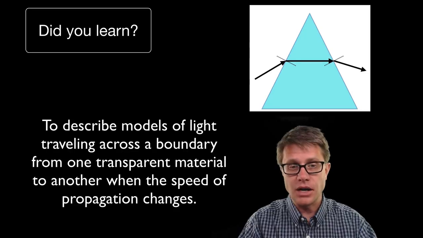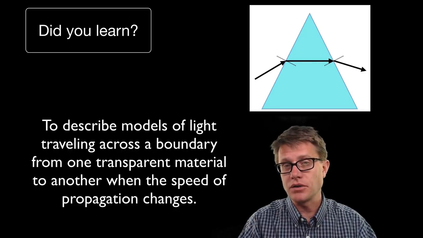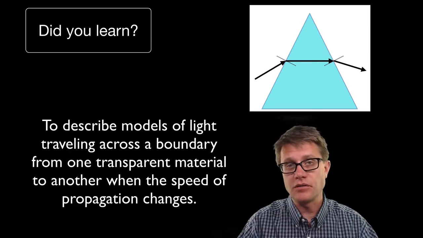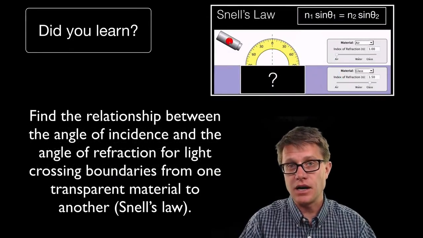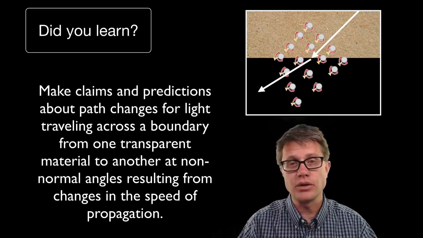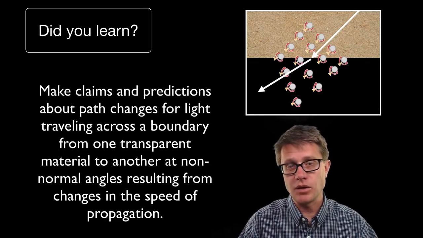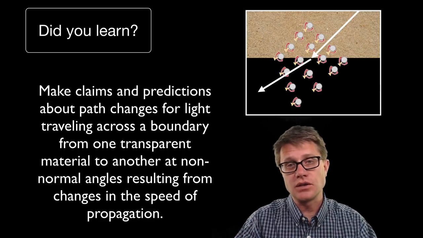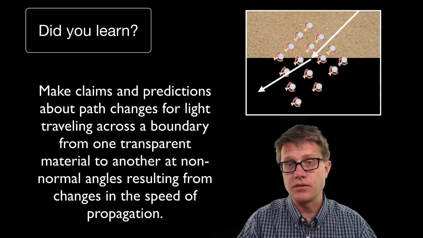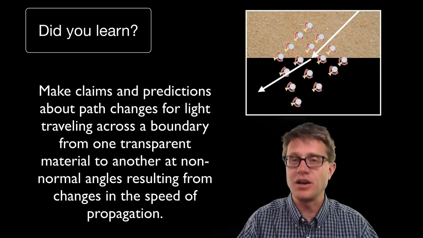And so, could you describe models of light traveling from one boundary into another when the speed of propagation changes? Could you find the relationship using Snell's law? And then finally, could you make predictions? The go-to analogy is that marching band analogy. Remember, they're going to keep the distance between them the same, but depending on which one starts to speed up or slow down first, we're going to get that refraction, and I hope that was helpful.